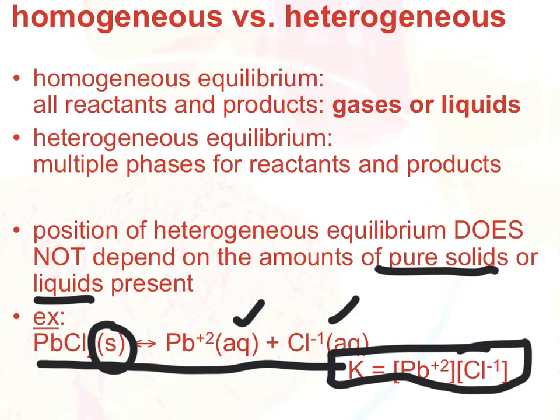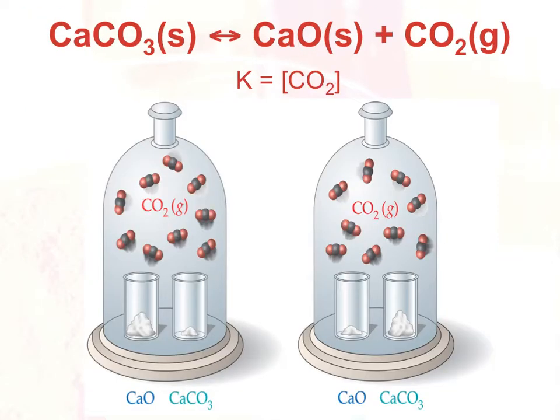Okay, so hetero and homogeneous equilibrium. Obviously, if we have a heterogeneous equilibrium setup, we're going to have either a pure solid or pure liquid present in the equation. We have another example here, calcium carbonate decomposing into calcium oxide and carbon dioxide gas. Notice that I have two solids, one a reactant and one a product, and I subsequently have my gaseous CO2 product. So in this case, the only component that's going to be included in my equilibrium expression is the CO2.